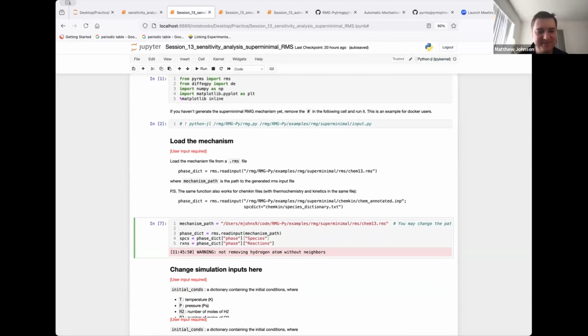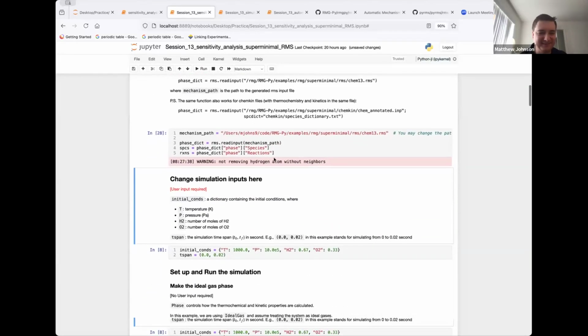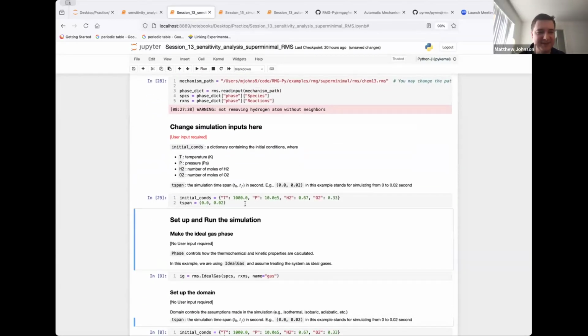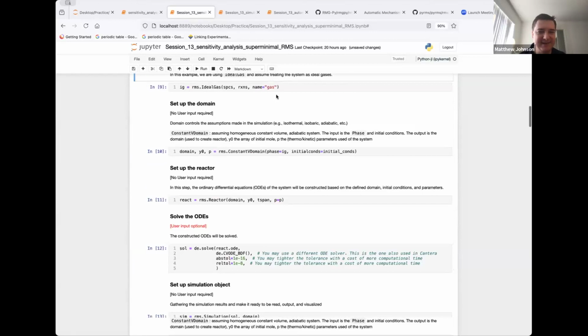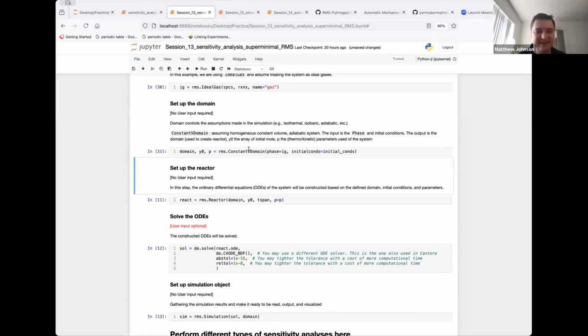Nominally, we load our mechanism. We give it our initial conditions, the time span that we want it to cover. We build our phase, our ideal gas, our constant volume reactor here. And for our reactor, we run our ODE solver, we run SciPy BDF here.